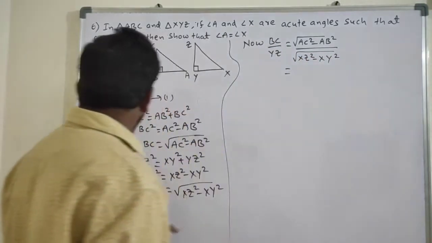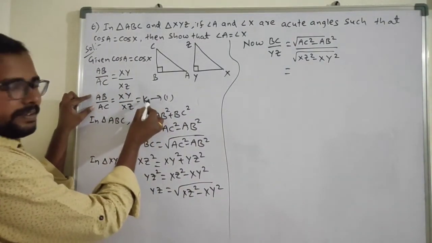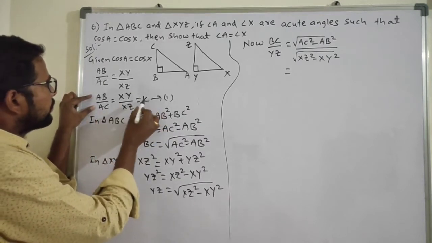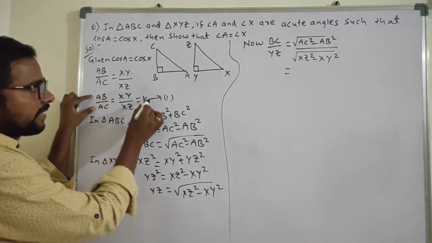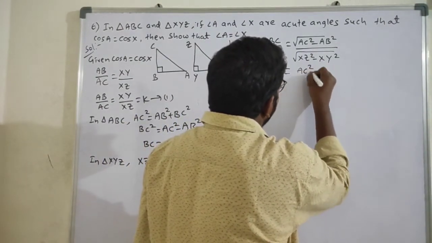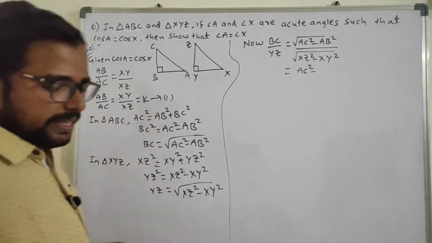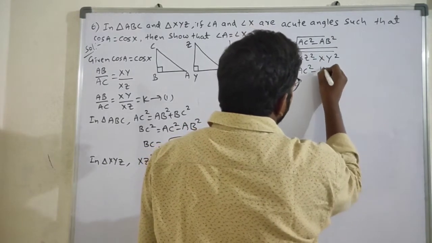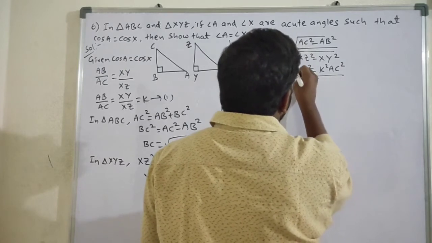Here, see, from equation 1, AB by AC is equal to K. So send this AC to the right side, what happens? AB is equal to AC into K. So here substitute the value. AC square minus AB square: AC into K, that is K into AC. Since there is a square, it becomes K square AC square, by under root.